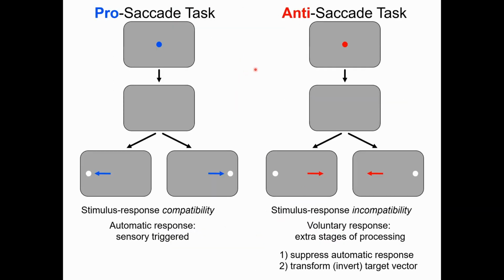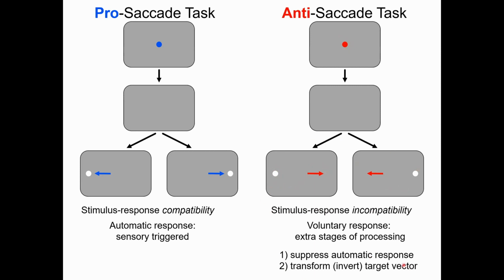Okay, now in most of the data I'm going to show you today, we had this pro-saccade task going, but it was interleaved with another task we call the anti-saccade task, where here the fixation light is a different color. In this case, it's red. And it conveys a very different instruction to the animal now, or to the human, so that when the stimulus comes on, now you must look in the opposite direction.